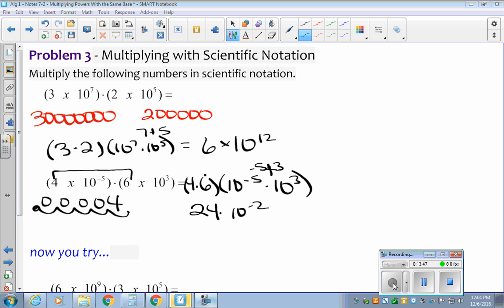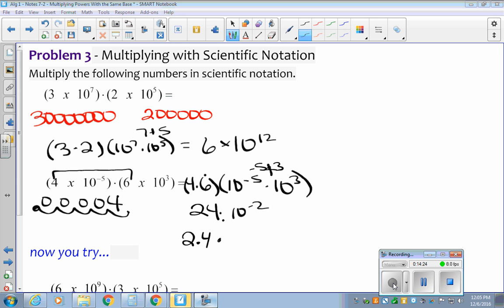Scientific notation says I need my numbers with only one numeral to the left of the decimal. So 24 right now has its decimal right after the 4. I need it to be right here. It's the rule of scientific notation. You can only have one number to the left of the decimal. So what do I have to multiply 2.4 by to get 24?